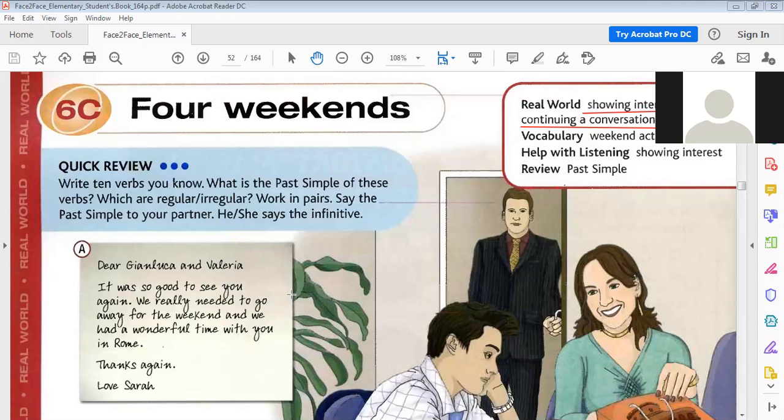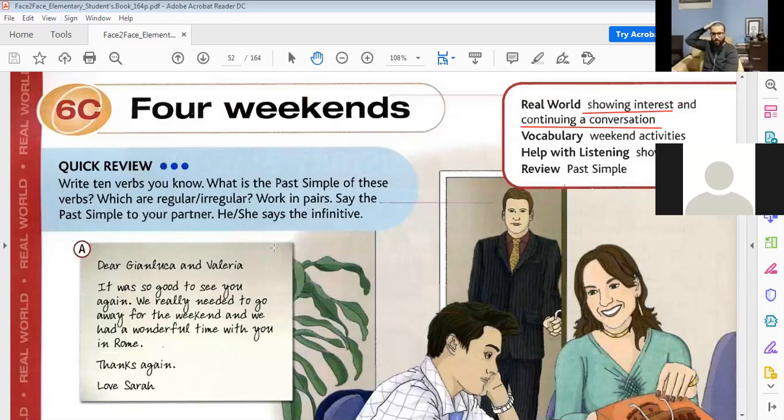Can you guess, Rana, what it means, showing interest? In English? No, I can't. I don't know. What about continuing a conversation? What do you think it means, continuing a conversation? I don't know. Okay, no problem.